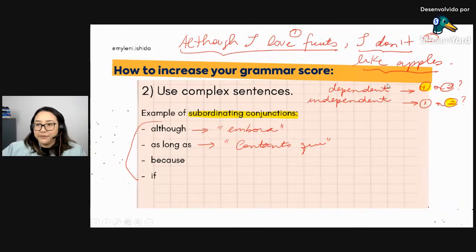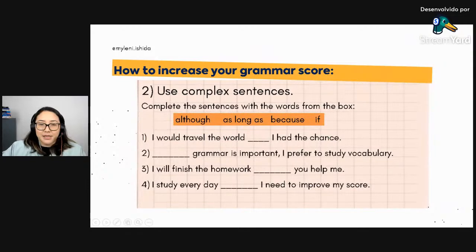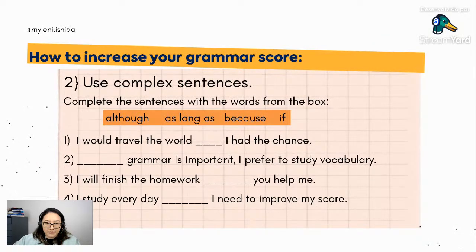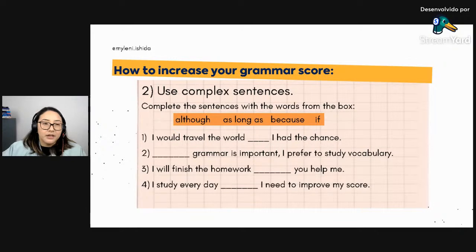Good job. Let's do this exercise here. I'm gonna give you 1 minute. Yeah, 1 minute for you to do this exercise. We're going to use the words although, as long as, because, and if.